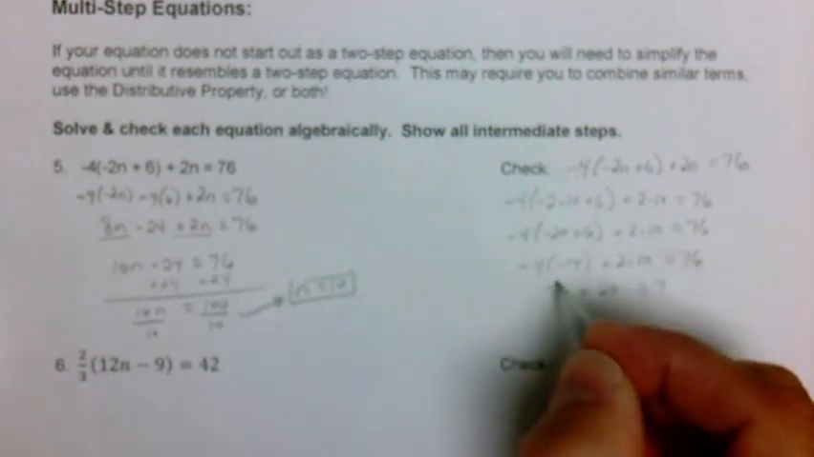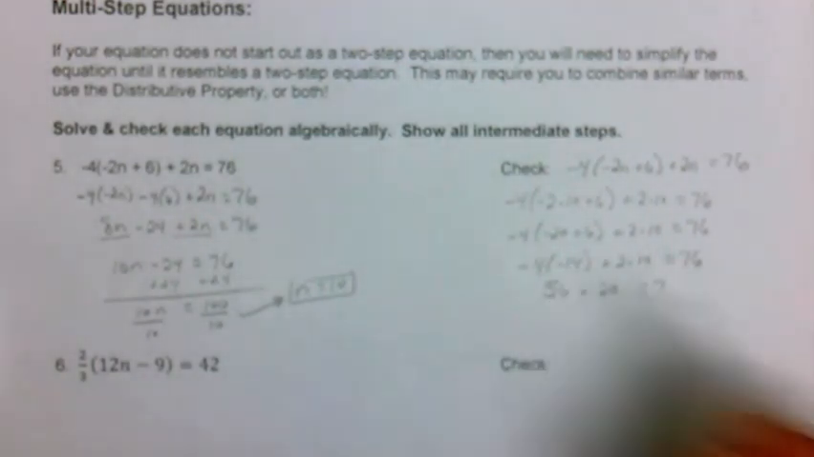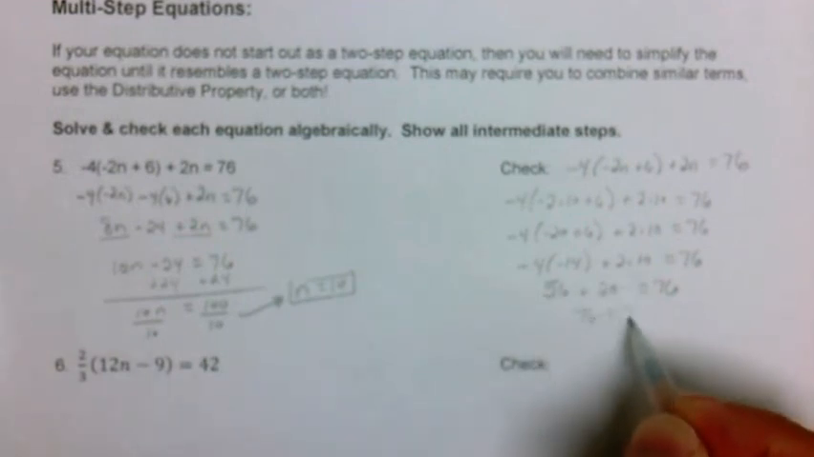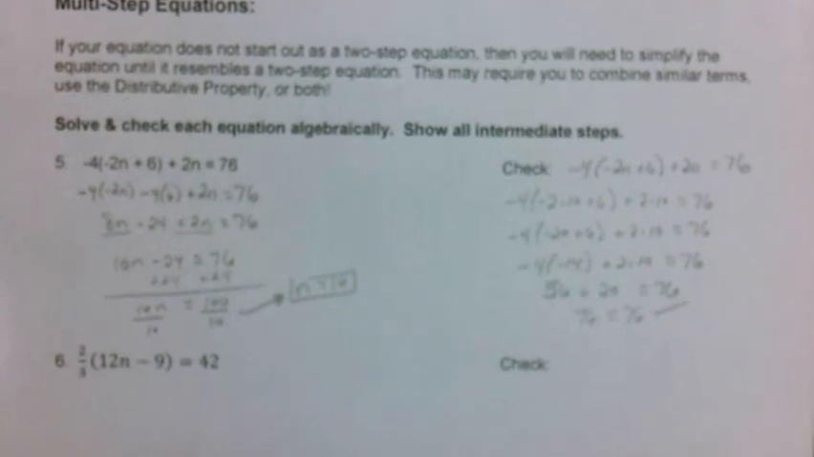And now, that's 56 there at the beginning. Negative 4 times negative 14 is positive 56. Plus 20 is 76. And now 56 plus 20 is 76. The check works out, so we do know that n is 10.